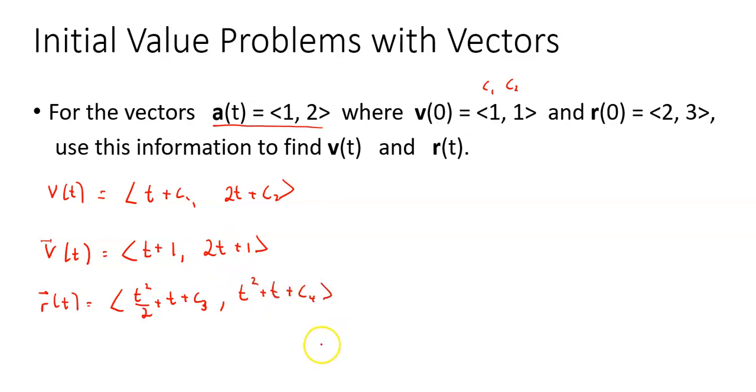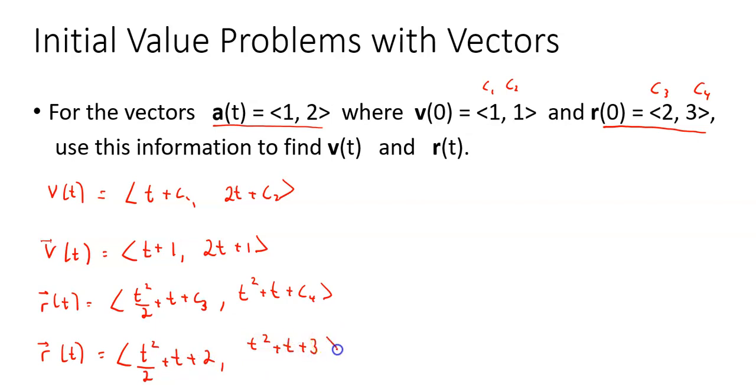If you put a 0 in for t, right, now we're using this initial condition here, it turns out that that's c sub 3 and that's c sub 4. So my position vector, my vector valued function, is just t squared over 2 plus t plus 2. That's the first component. t squared plus t plus 3. That's the second component. So work backwards each time. Each time you do that, you will end up with a constant of integration for each part.